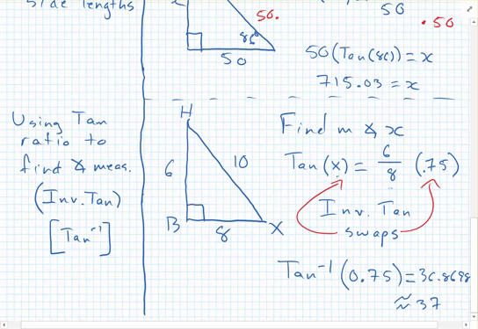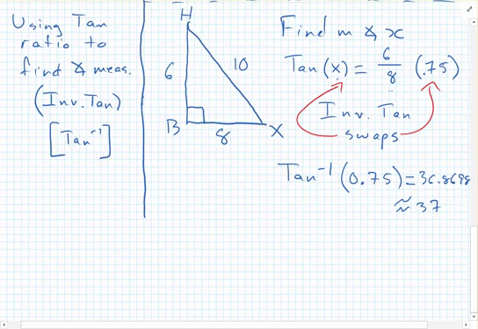That's tangent. So you can use tangent if you have at least two things. So you can have two legs, you can have a leg and an angle, you can have an angle and a leg. Any combination, as long as you've got two things, you'll be able to find the rest with tangent.